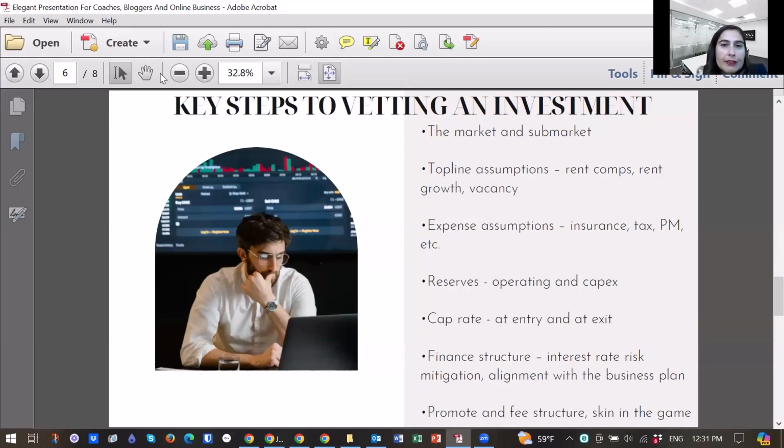Number 6 is really understanding the finance structure and how it aligns with the business plan. One hot topic, especially these days, is how the interest rate risk is mitigated. In my personal experience, I've always done fixed rate debt deals, and some of that is also predicated by my lender background. There are different ways to hedge the interest rate risks.